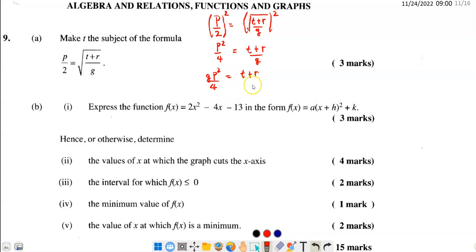We want to make T the subject of the formula, so we take R from both sides. So on the right hand side we get T, and then on the left hand side we get G P squared over 4 minus R. So we have found T. Let's move to part B1 of the question.